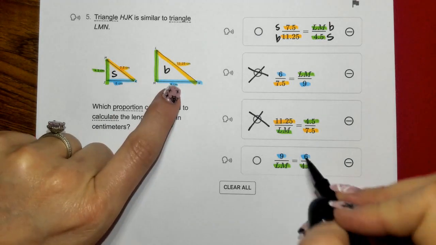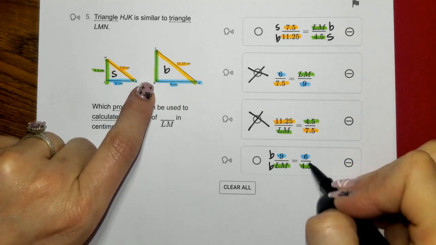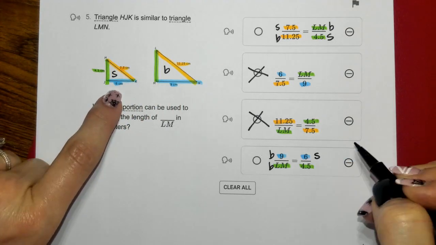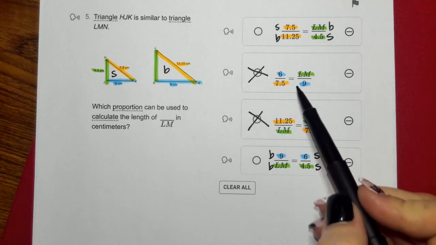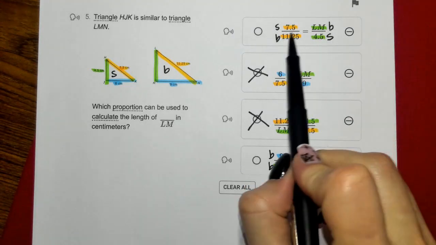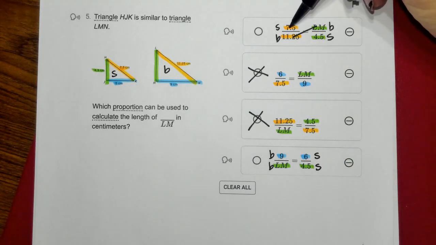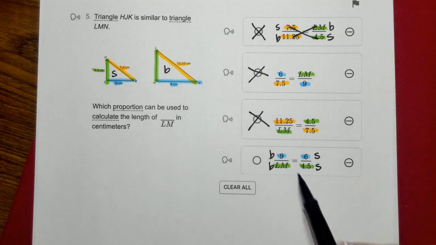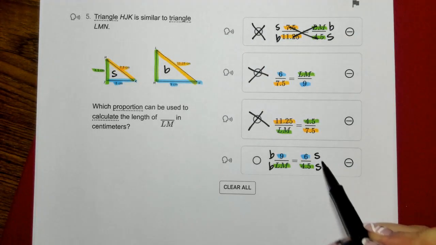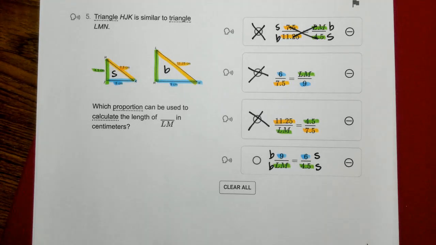Down here, 9 is from the big triangle. LM is also from the big triangle. 6 is from the small triangle, and so is 4.5. So now, just like before, where it has to be stacked or across from each other, if I look at these two, I've got big to big like this and small to small like that, and a proportion cannot cross like that, so it can't be that one. This one is big, big, small, small, so I've got big together and small together, and I've got blue across, green across, so that's why D was the correct answer.